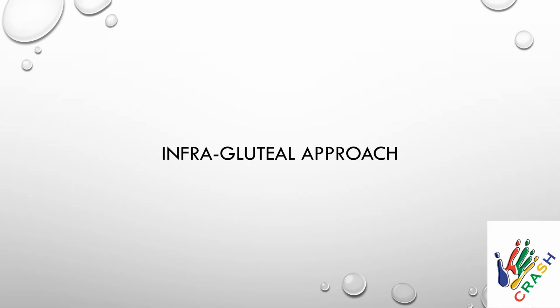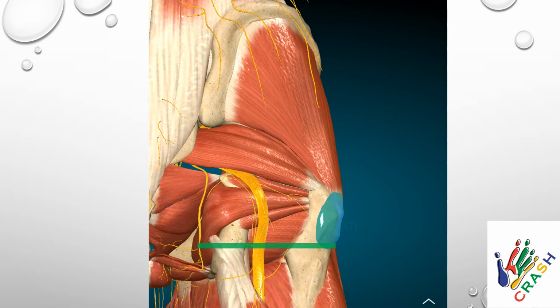The next approach that we'll look at is the infragluteal approach. The infragluteal approach is performed at the level of the ischial tuberosity and the greater trochanter. The sciatic nerve travels on top of the quadratus femoris muscle. This level corresponds to the inferior gluteal approach of Raj.